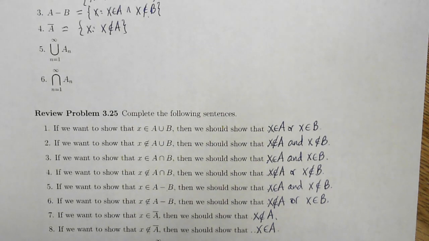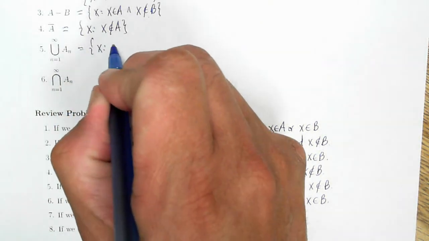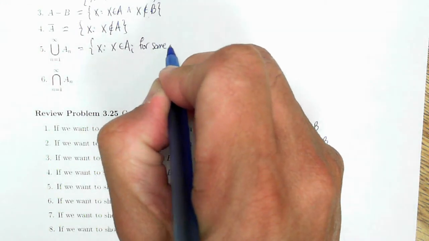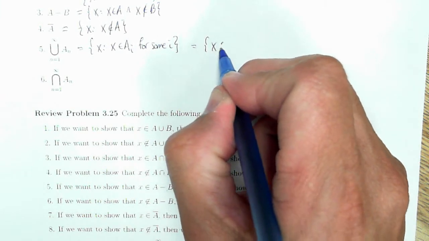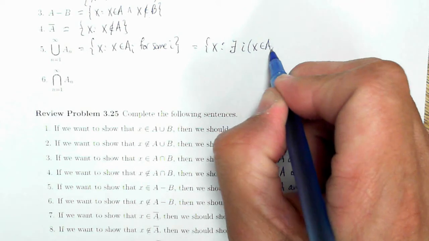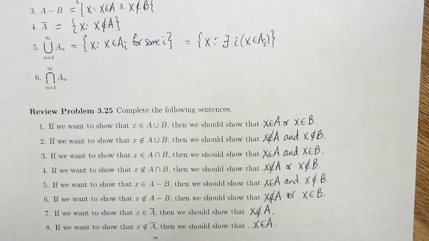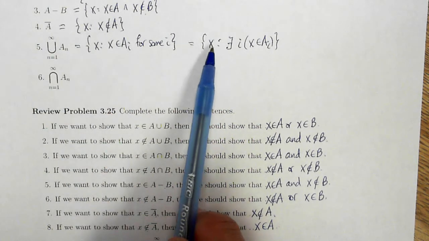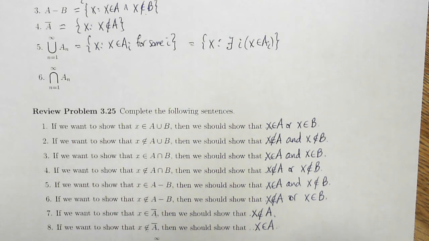All right, now for this infinite union, this is the set of all things such that X is in A sub I for some I. Or perhaps written like this, the set of all X such that there exists an I such that X is an element of A sub I. Okay, so that's the definition of this infinite union, that it's a set of all things that is an element of at least one of the A sub I's.